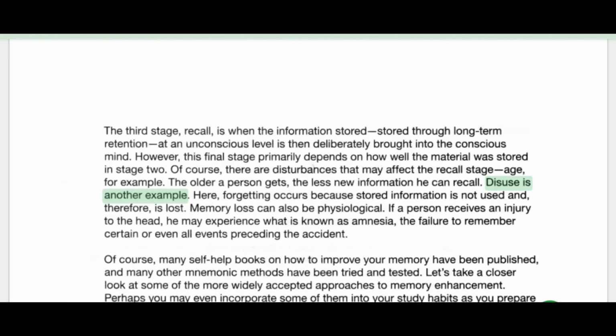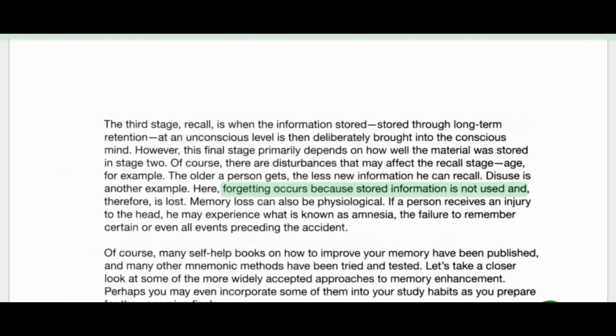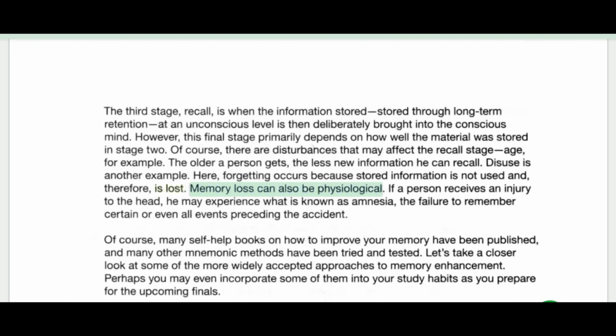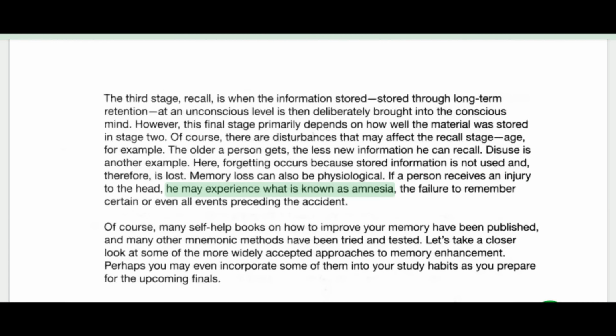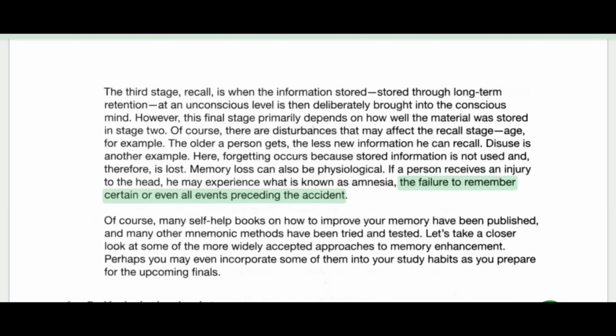Disuse is another example. Here, forgetting occurs because stored information is not used and, therefore, is lost. Memory loss can also be physiological. If a person receives an injury to the head, he may experience what is known as amnesia, the failure to remember certain or even all events preceding the accident.